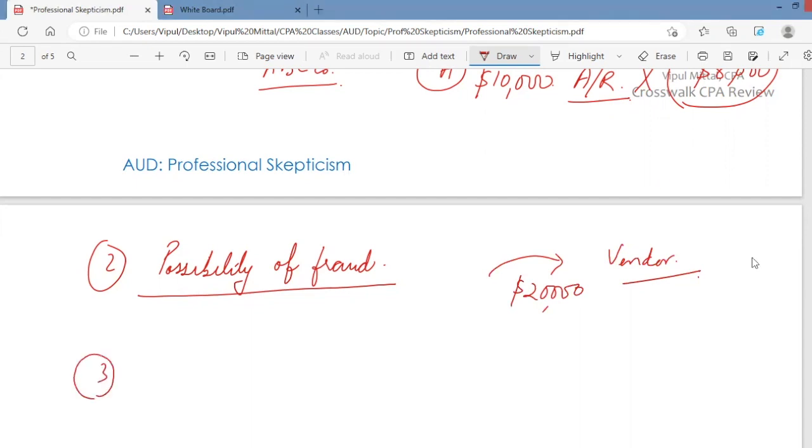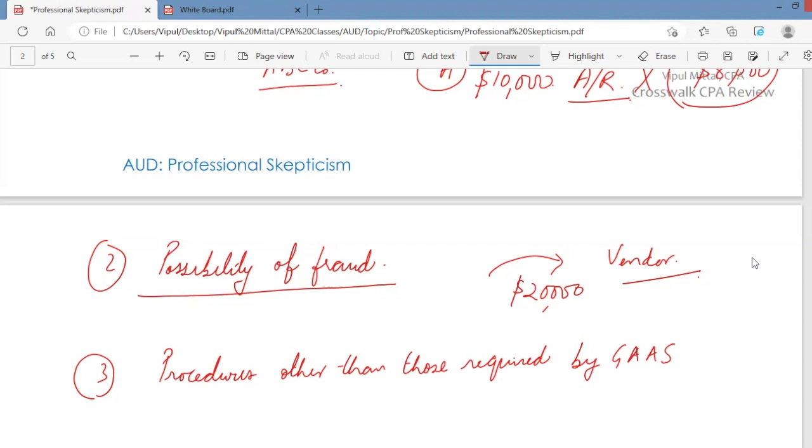You need to be alert to circumstances that suggest the need for audit procedures in addition to those required by GAS. So procedures other than those required by auditing standards may be required. So you need to be alert to circumstances that suggest there is a need to perform more procedures than required by GAS. GAS requires you to perform certain procedures. You have performed those procedures, good, but there may be circumstances when you need to perform more procedures.